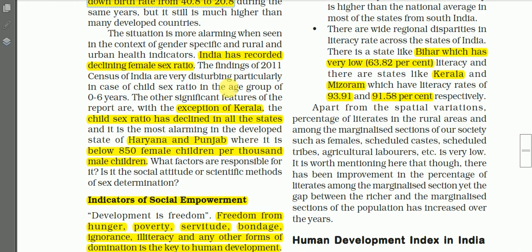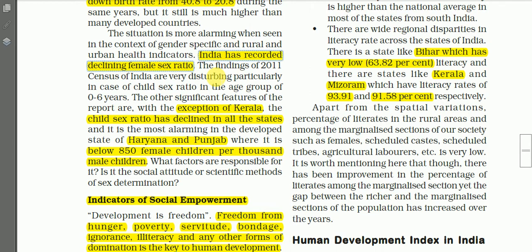One problem here is that the situation is more alarming when seen in the context of gender specific and rural urban indicators. For example, India has recorded declining female sex ratio, which is not good. It means the number of females is declining. The number of females per 1000 males is decreasing. That means an unfavorable, negative sex ratio has been there.